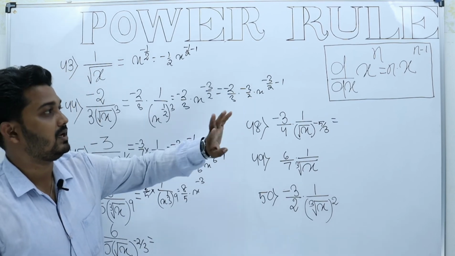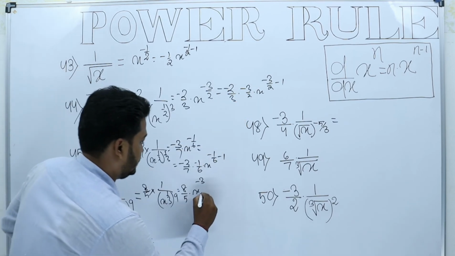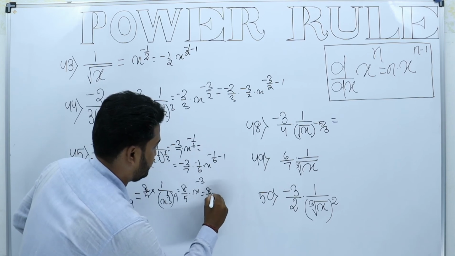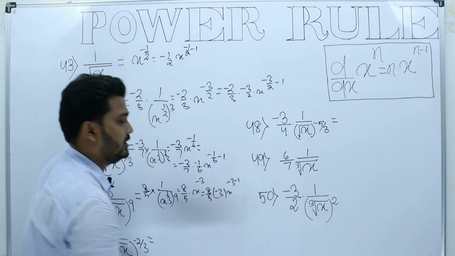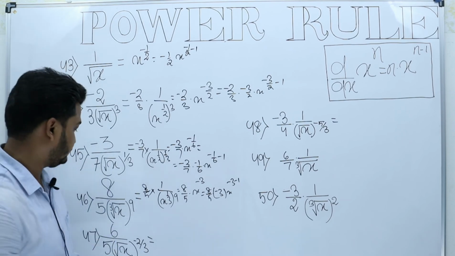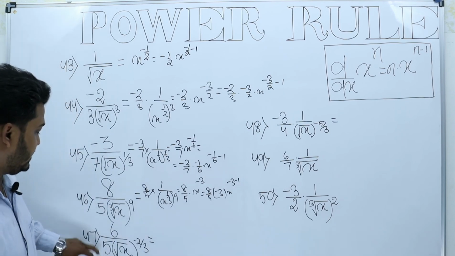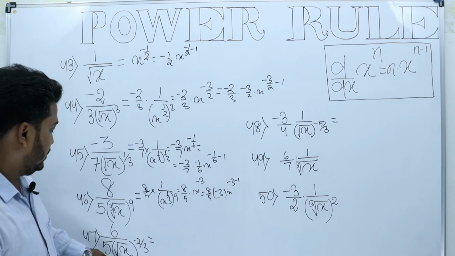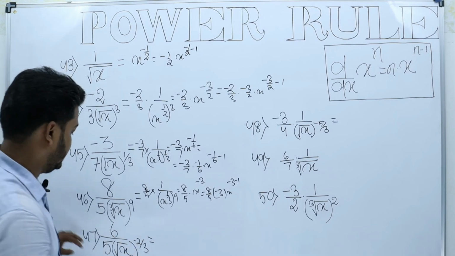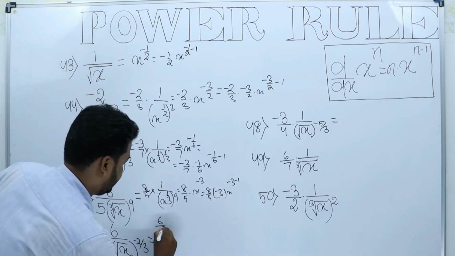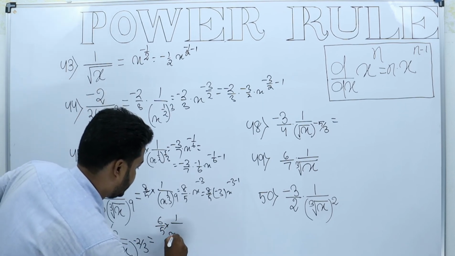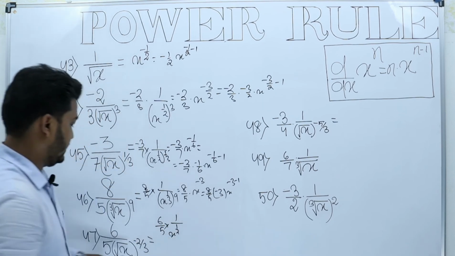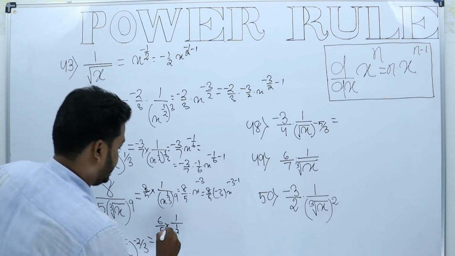We will apply the formula nx^(n-1). So it is your 8 by 5 into minus 3 x to the power minus 3 minus 1. Now moving to the next question, 6 by 5 root x power minus 2 by 3. So here 6 by 5 is the constant into root x, which means the power is 1 by 2, and whole power is minus 2 by 3.